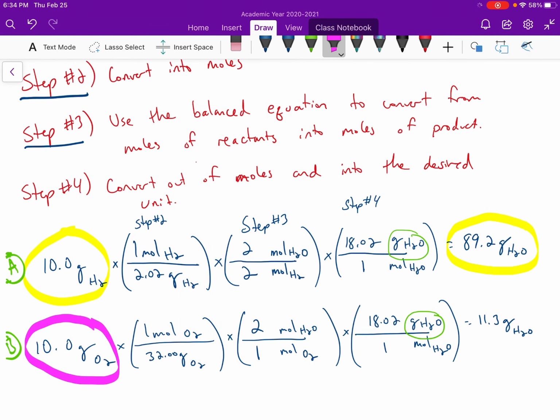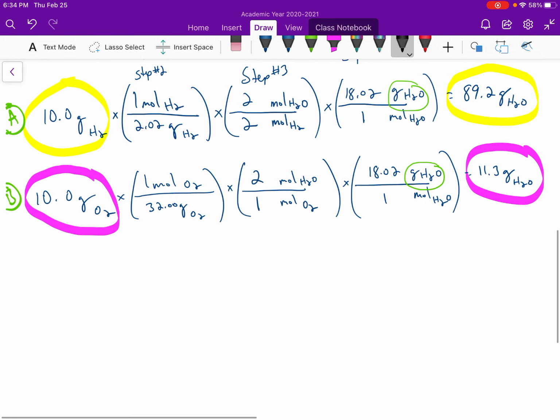What if I start with 10 grams of oxygen, independent of everything else? Assuming I have plenty of everything else, what is my maximum possibility of product? Well, 11.3. Okay? So how do we figure this out? So what's the answer? What is the answer? Okay?